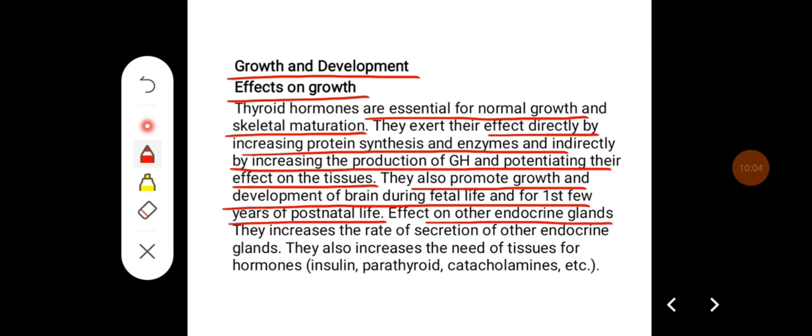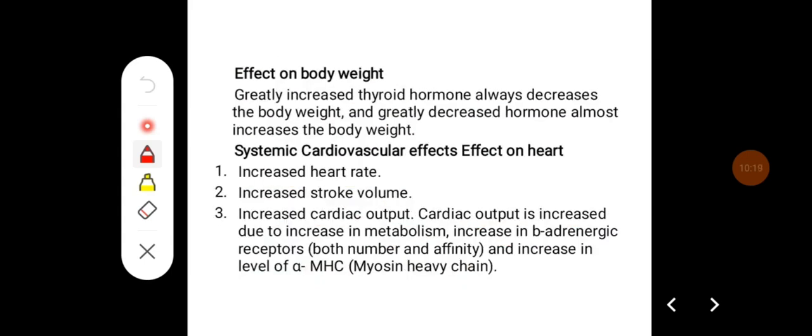Their effect on other endocrine glands. They increase the rate of secretion of other endocrine glands, and also increase the need of tissues for hormones like insulin, parathyroid hormone, and catecholamines. Their effect on body weight: greatly increased thyroid hormone always decreases the body weight, and greatly decreased hormone almost always increases the body weight.